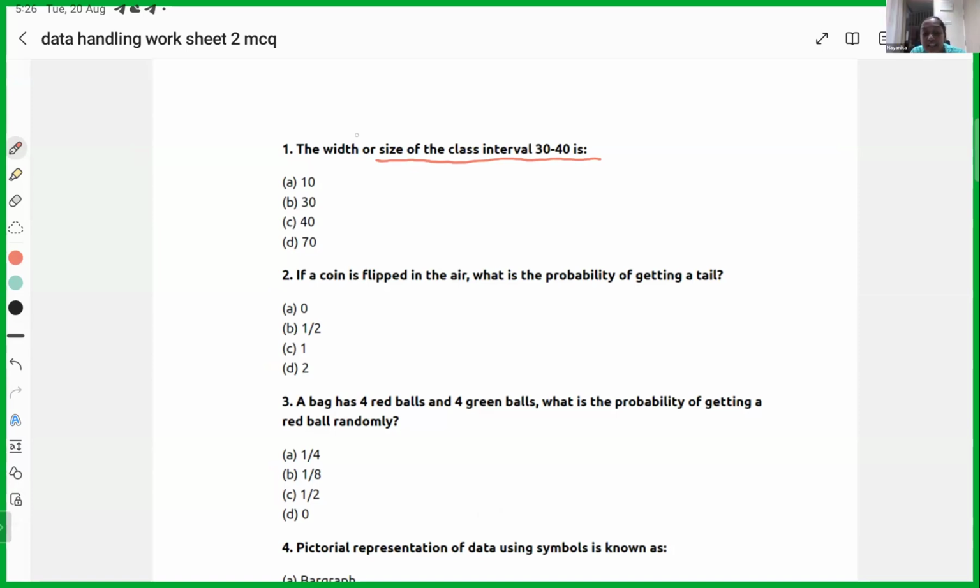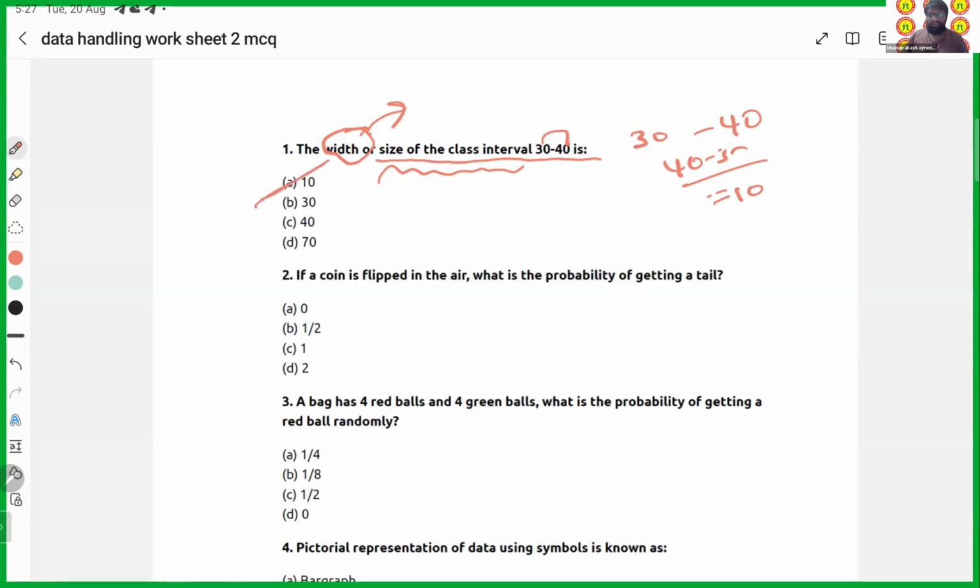Sir, what is class interval? This is the 22nd question we are discussing. Nainika, I hope you hear what I'm saying. Zubair asked one doubt, I'm discussing. So the width here, I gave one term, also the size of the class interval. Size of the class interval means the length between those two. It is given as 30 to 40, so the range is from 30 to 40. If you subtract 40 minus 30, you get 10. So the answer is 10. Any doubt in this question?